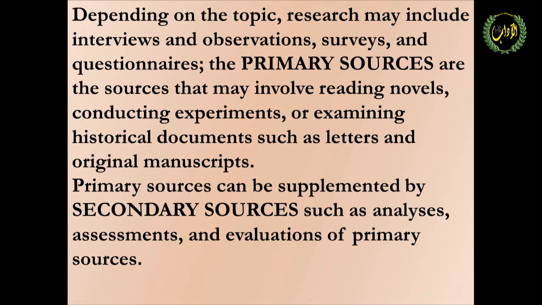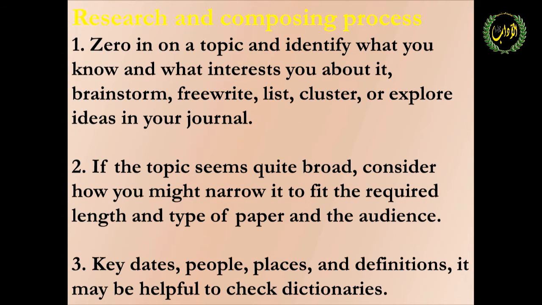Now, after choosing a topic, a student should go and consult two types of sources. We have the primary sources, which may involve reading novels, conducting experiments, or examining historical documents, such as letters and original manuscripts. Primary sources can be supplemented by secondary sources. So we have primary sources and secondary sources. Secondary sources include books of analysis, assessment, and evaluation of primary sources.